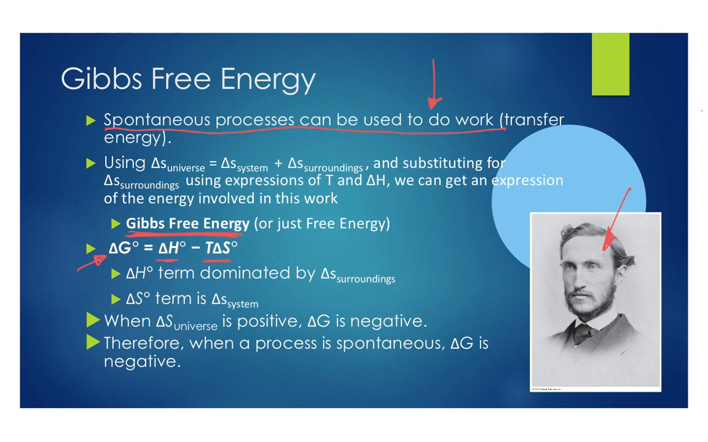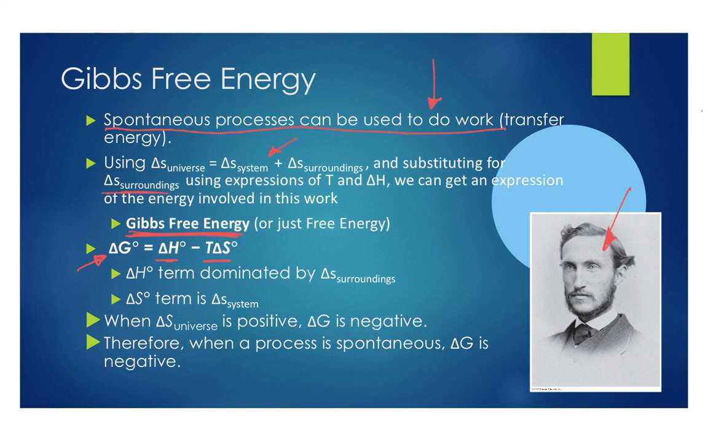So where did that equation come from? Well, in your book, you can read about it, but essentially they took the second law of thermodynamics, that things in the universe tend towards greater entropy, and substituted delta S surroundings using expressions of T and delta H related to what we just talked about in the previous slide. We can derive this expression. If you're interested in how that comes about, you can read about it in the book very deeply.